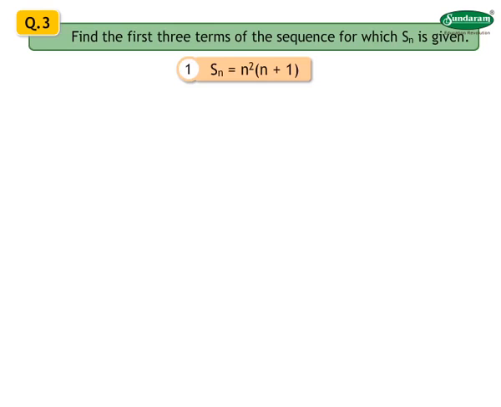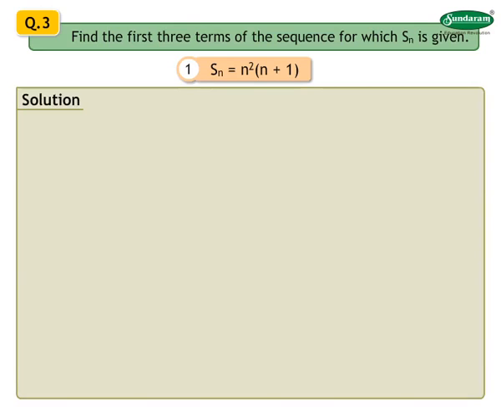Question 3. Find the first 3 terms of the sequences for which Sn is given. Number 1. Sn = n²(n + 1). Solution. Sn = T1 + T2 + T3 + up to Tn. S1 = T1. S2 = T1 + T2. S3 = T1 + T2 + T3.